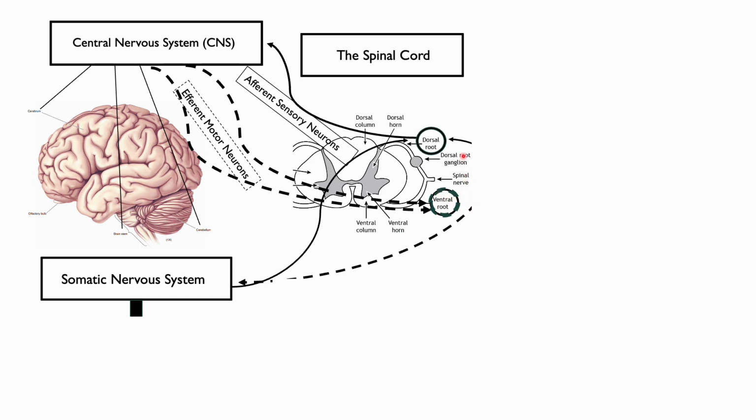We've also talked about afferent sensory neurons that receive sensations and send them up to the central nervous system. Thus, afferent sensory neurons are moving toward the central nervous system, allowing the brain to process the different sensations that we feel.